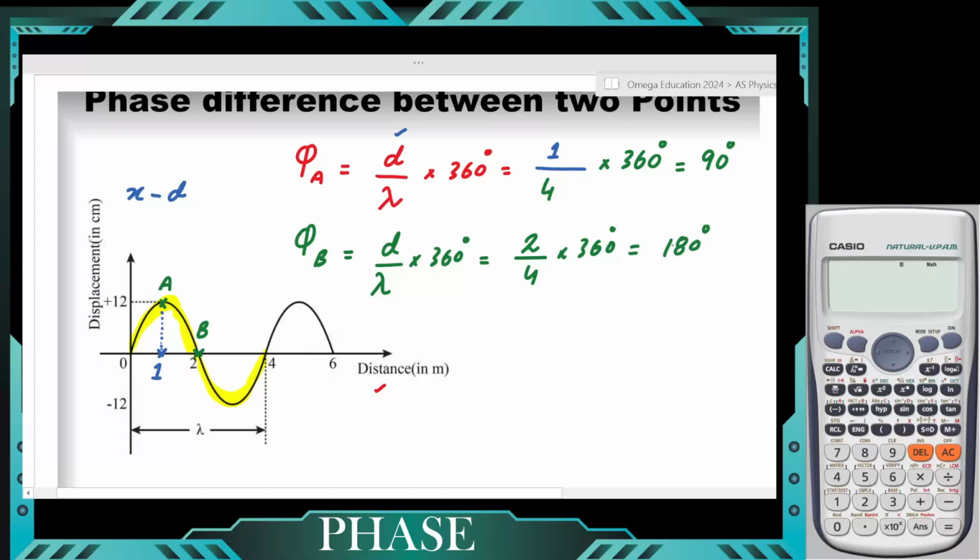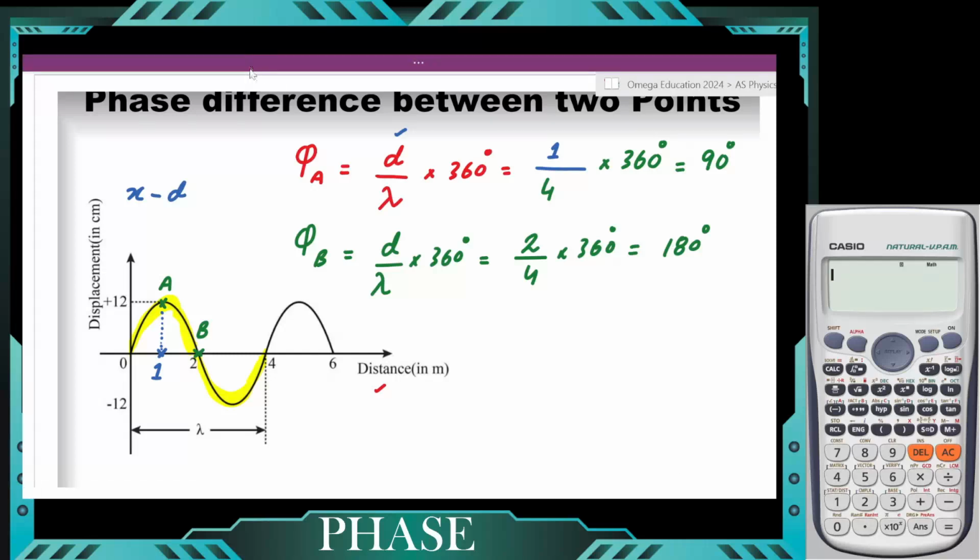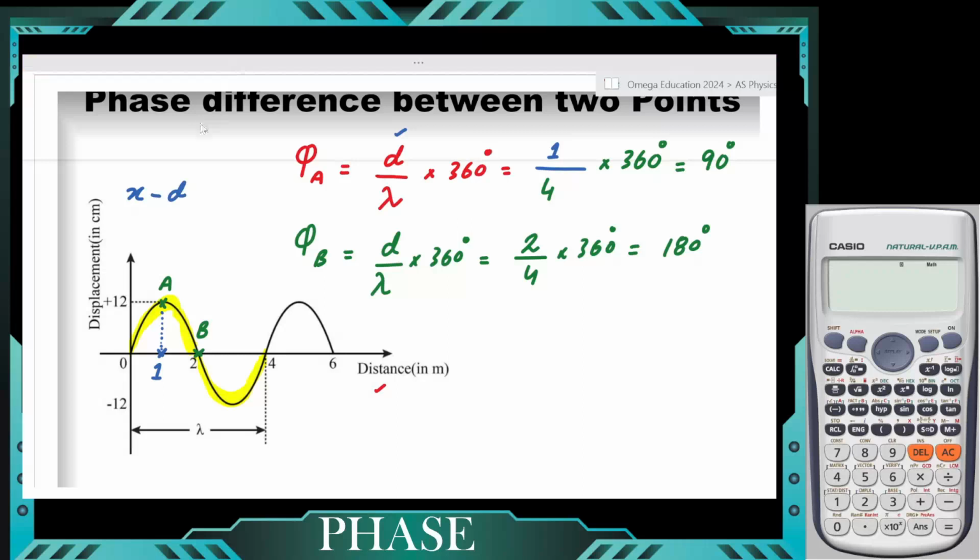So the phase of A is 90. The phase of B is 180. What's the phase difference? The bigger value minus the smaller value. Phase B minus phase A. Just do bigger value minus smaller value. 180 minus 90, you get a phase difference of 90 degrees. Now this is how you can find the phase difference between 2 points.